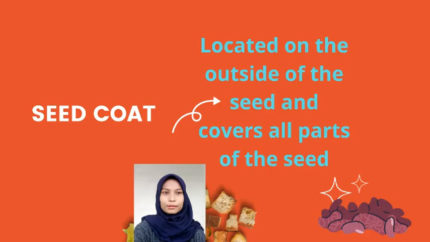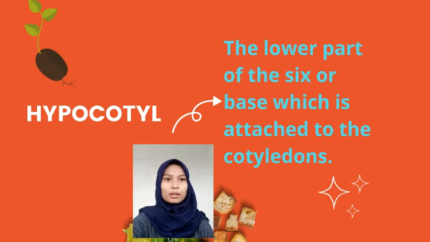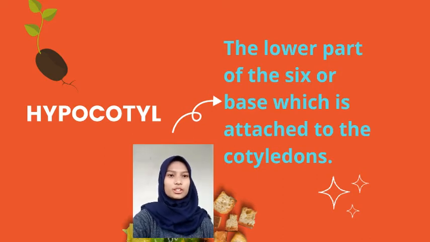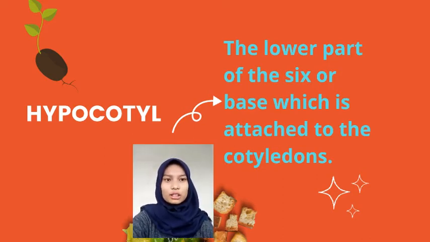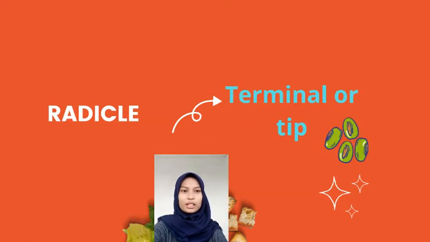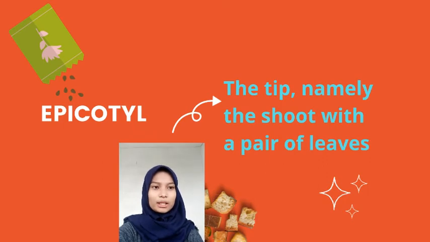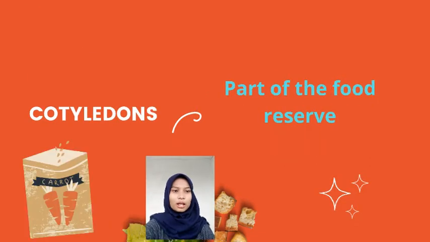Seed anatomy. First, the seed coat. Location on the outside of the seed and covers all parts of the seed. Second, hypocotyl. The lower part of the axis or base which is attached to the cotyledons. Third, radicle, terminal or tip. Fourth, epicotyl. The tip, namely the shoot with a pair of leaves. Cotyledon, part of the food receptors.